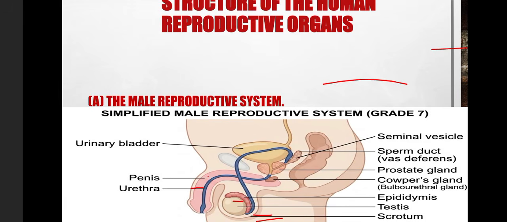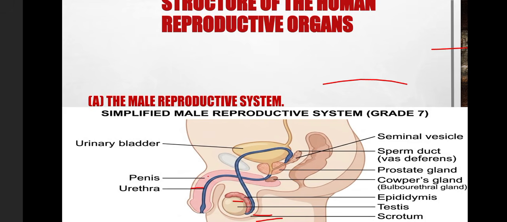In order for us to understand how reproduction normally takes place in humans, it is important that we know the structure of these reproductive organs. I will begin with the male reproductive system, and as you can see in this diagram, this is the male reproductive system. It has a number of parts.